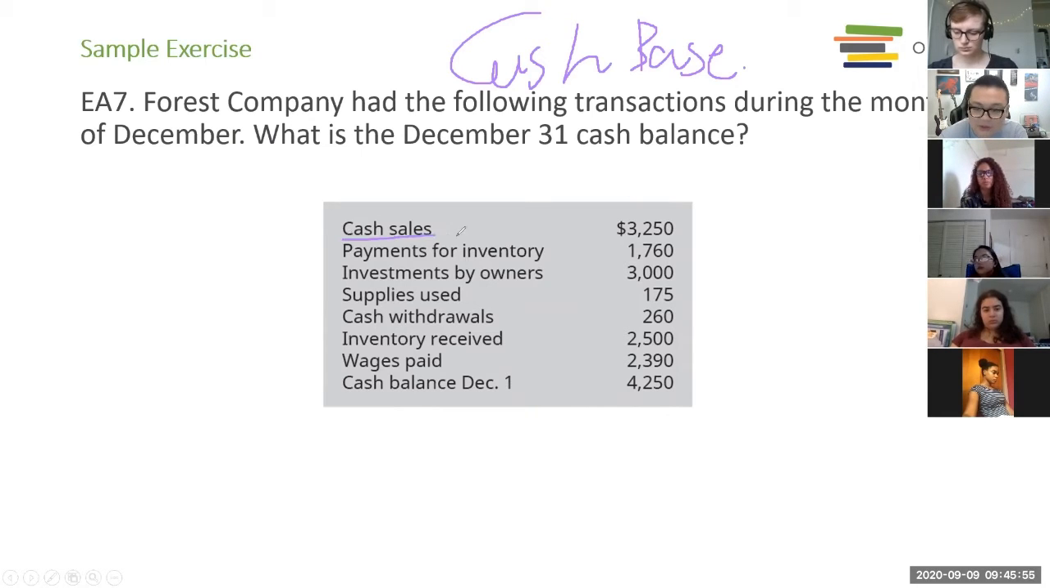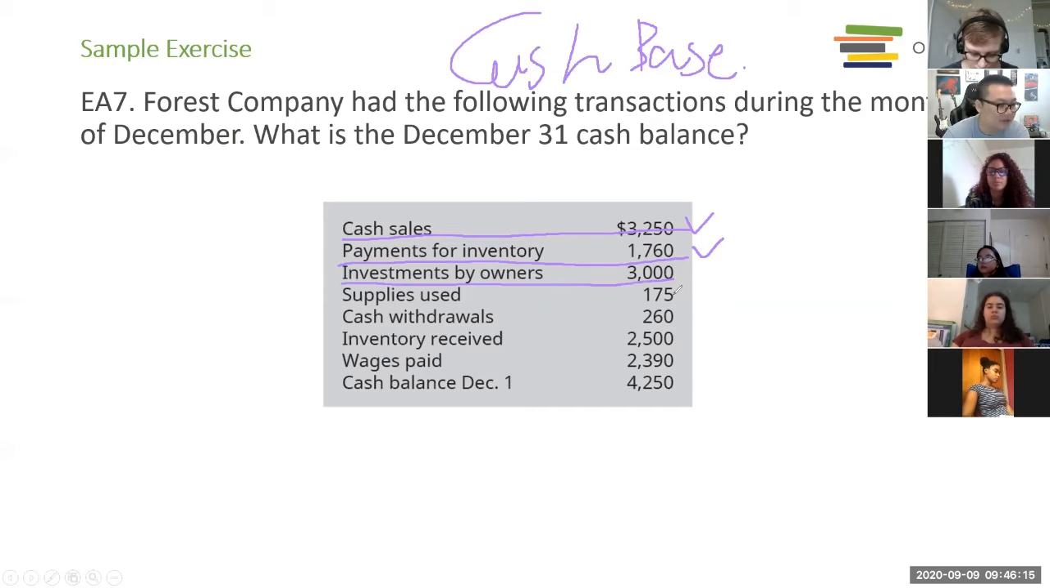So the first one, the cash sales. This is the total cash you generate from your revenue, so this should be included, right? This is correct. And payments for inventory. This is the money you pay for your inventory, so this should be included also. And investment by the owners. This is your owner giving you money. Once again, you need to think about whether you received this money. So the investment by the owners, you should already have received this money.